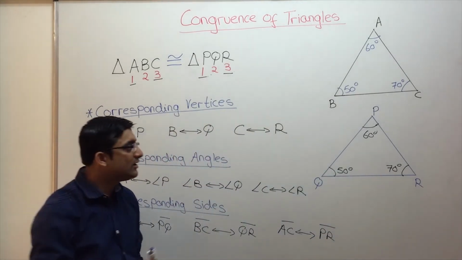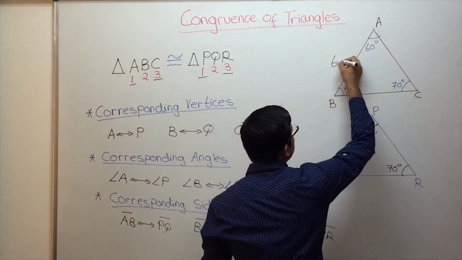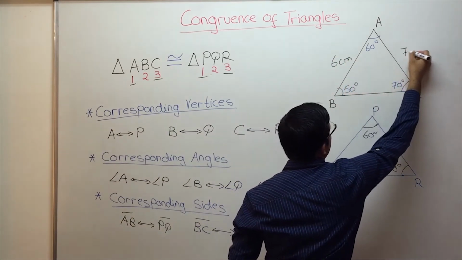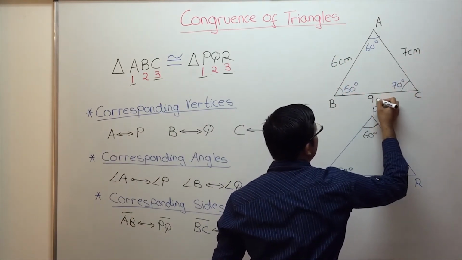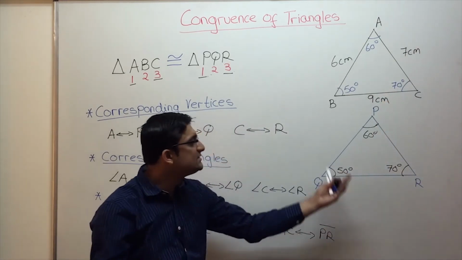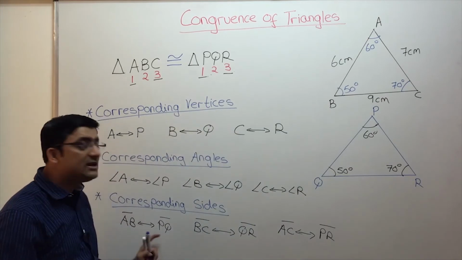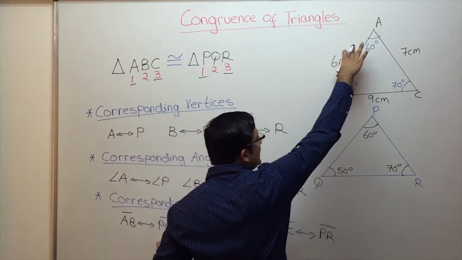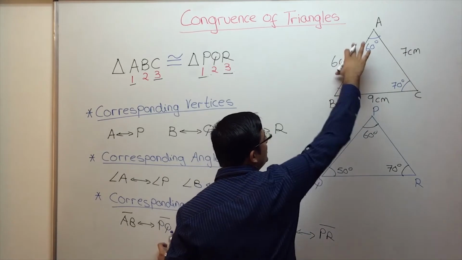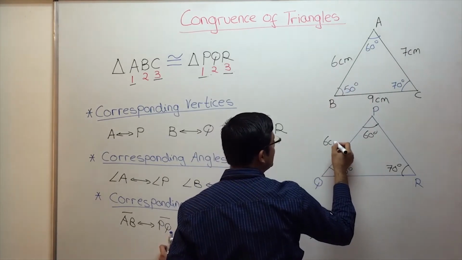What do I mean by corresponding side? That means that if I give you the lengths as 6 centimeter, 7 centimeter and 9 centimeter, now in this triangle, which side is 6, which side is 7, which side is 9? How do I know? From here, AB corresponds to PQ. So whatever is the length of AB, same will be the length of PQ. So if AB is 6, PQ will be 6.